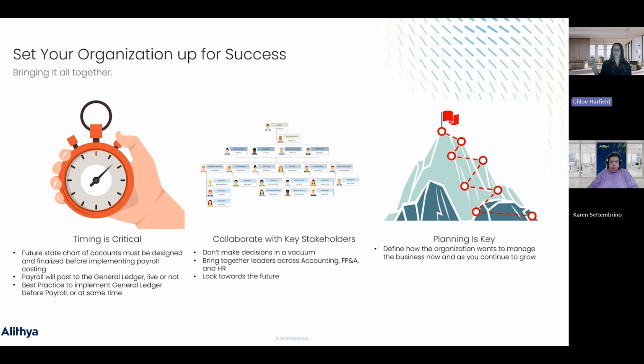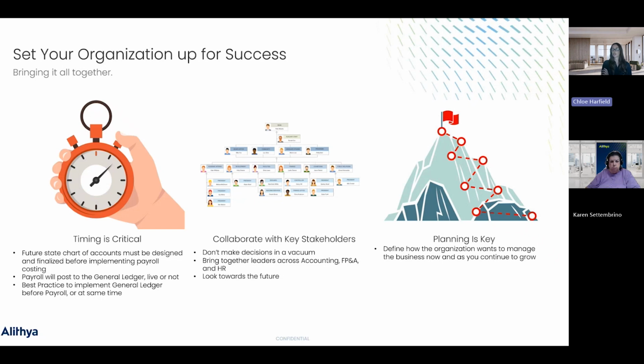Your future state chart of accounts must be defined and leveraged when implementing payroll. So if there's an approach where you want to implement Oracle HCM and payroll before going live in Oracle General Ledger, you still need to define that structure. So, we always make a best practice recommendation: we see organizations be the most successful by implementing the general ledger alongside payroll all in a big bang project approach, or we see organizations take an ERP general ledger approach where they're standing up the chart of accounts, have that well defined, and then standing up payroll afterwards.